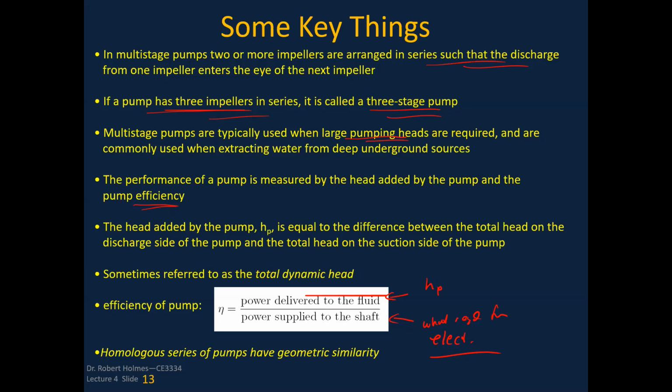And I said this is H sub P, so it's going to be rho, gamma, Q, H sub P. That would actually be the definition of power. We'll get a little bit farther into that in a second.